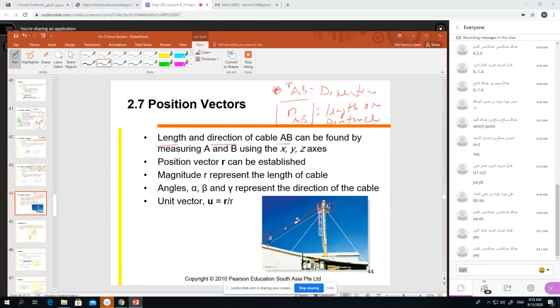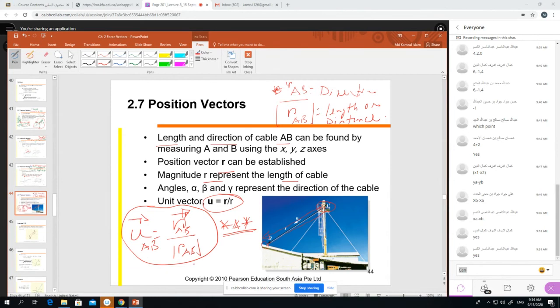Distance. Okay, position vector R can be established. Magnitude R represents the length, as I told you, and the angles alpha, beta, gamma represent the cable vector direction, the unit vector. We learned it before. Now, the unit vector for R: unit vector RAB equals vector RAB divided by the absolute value of RAB. This is a very important formula. Simple and important formula.